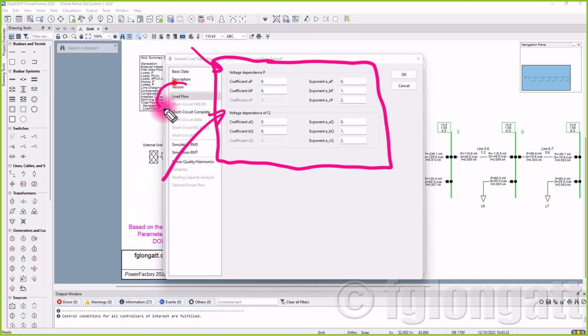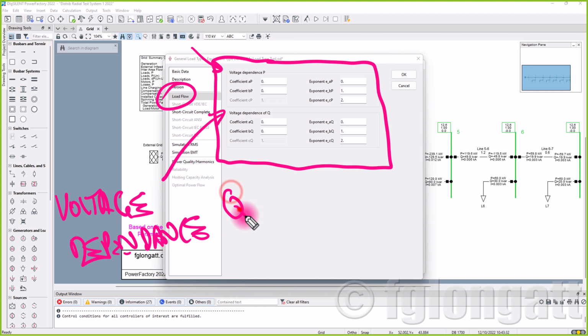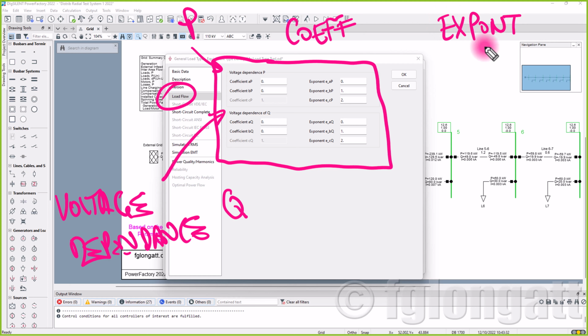You can see over here, voltage dependence. In this case, this is the voltage dependence for Q, and this is the voltage dependence for P. Okay? Now, what we need to see here is that there are some coefficients and some exponents. And probably you are wondering what is the reason for that. And the reason for that is very simple. Inside PowerFactory, we use what we call the ZIP model.